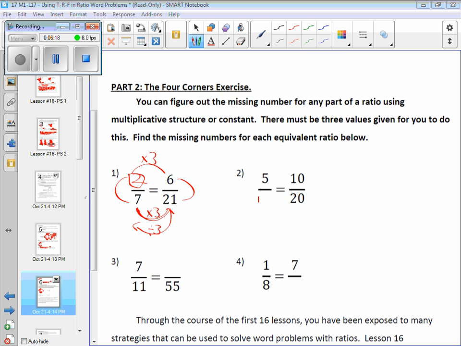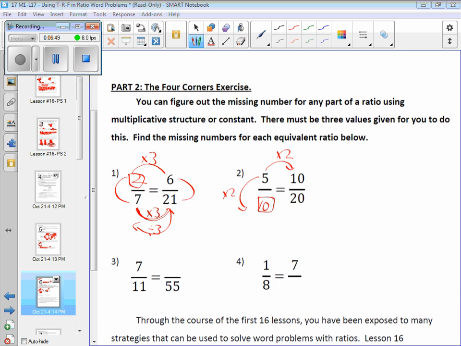What about this one? You'll see with this one, you could use constant or you could use multiplicative structure because they'll both work. Tom Jr. Yep. You could go this way, times 2. And this way is also times 2. It works out either way.